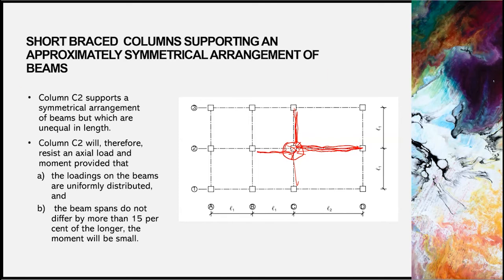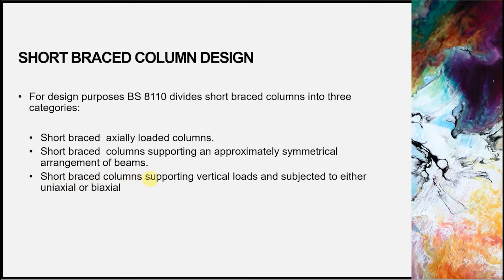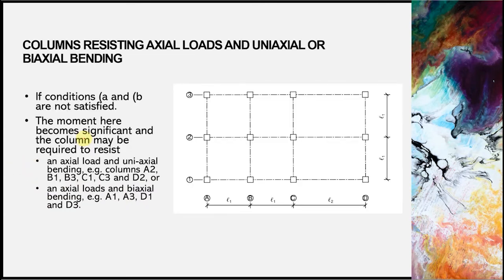And another one, last kali, we have a short brace column supporting vertical loads and subjected to either uniaxial or biaxial bending. So kalau condition A dengan B, maksudnya condition A yang macam ni, maksudnya dia symmetrically arranged and also sama saja panjang-panjang beam dia. Okay, jadi dia adalah condition A. Okay, tapi kalau condition B macam C2 sini. Okay, ni B2 ni C2 untuk condition A and B.